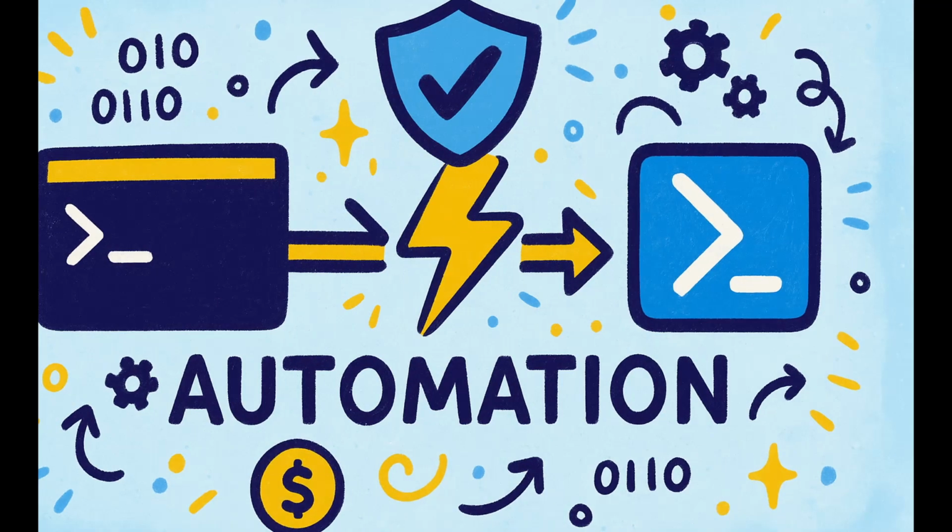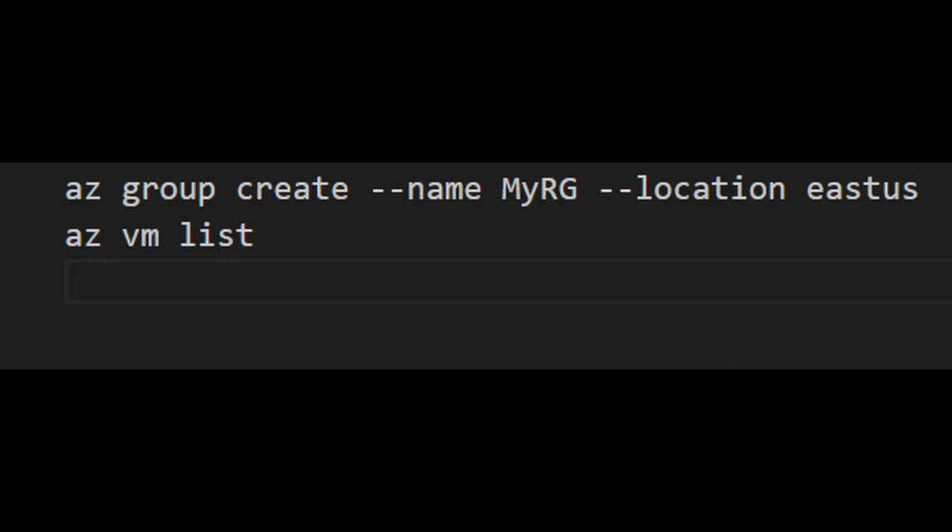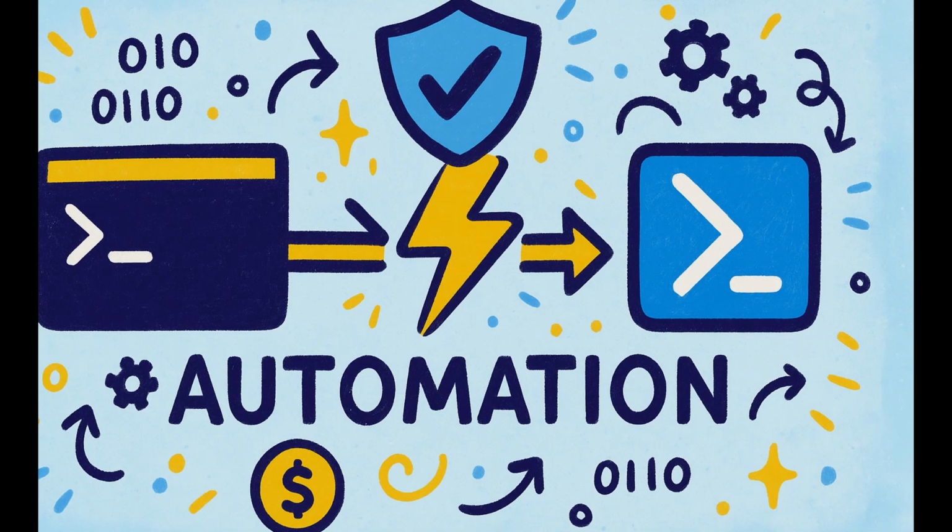Finally, let's cover Azure CLI and PowerShell, your automation superpowers. Sure, the portal is nice, but doing everything manually can get slow. That's where the CLI shines. The Azure CLI works cross-platform: Windows, Mac, Linux. It uses simple, predictable commands like az group create --name myRG --location eastus, or az vm list. You can script these into pipelines, automate large deployments, or just manage Azure faster.